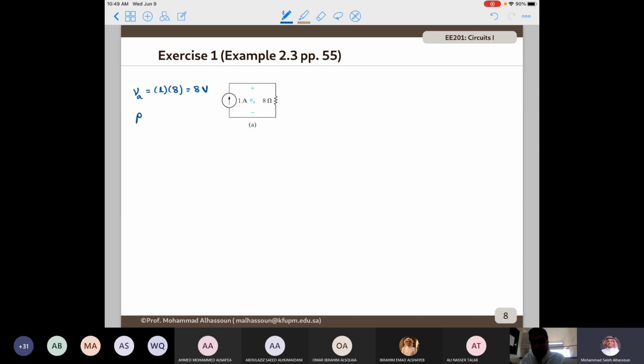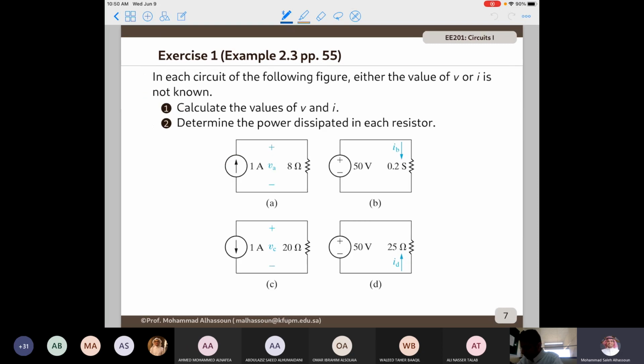So what about the power? Who can give me the value of the power? Walid? Yes, doctor. The value of the power is 8 watts, which is I multiplied by V, which is 8 watts. Very good. So let's go to part B.